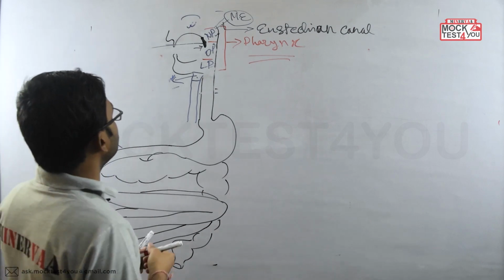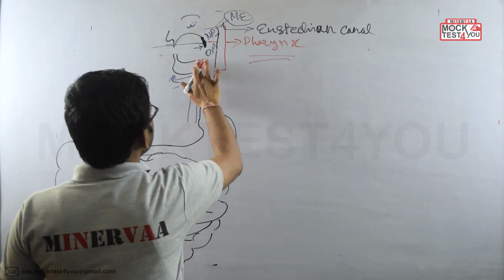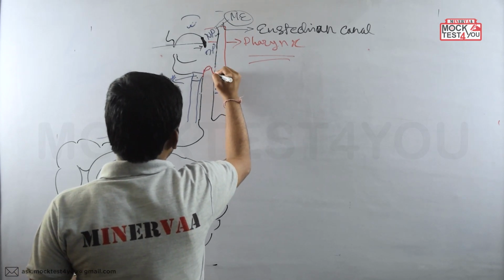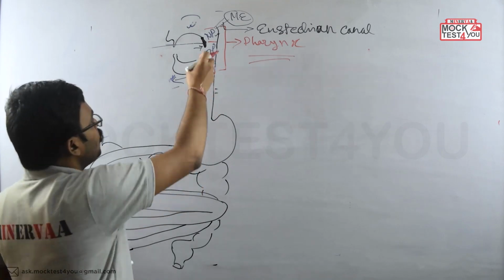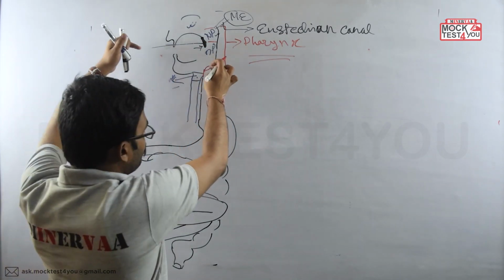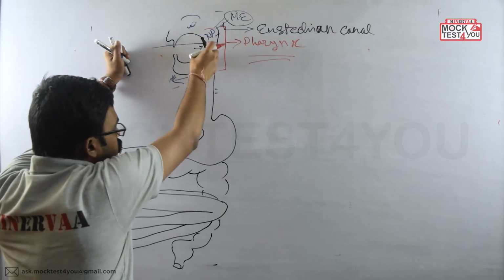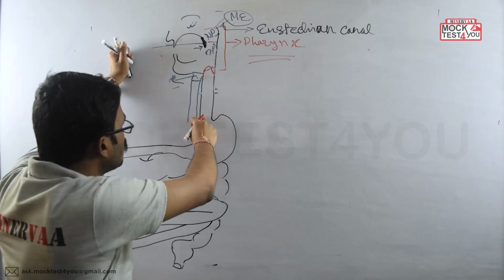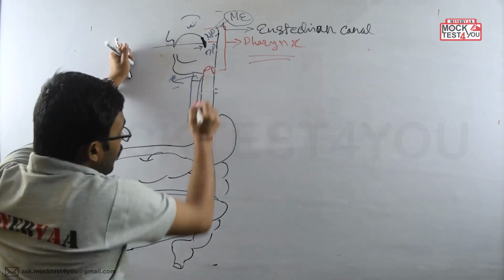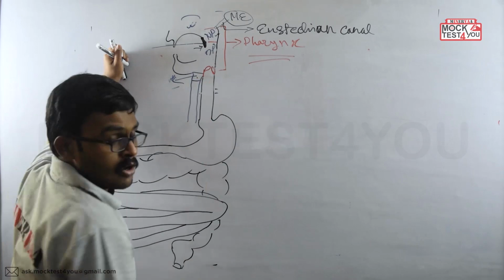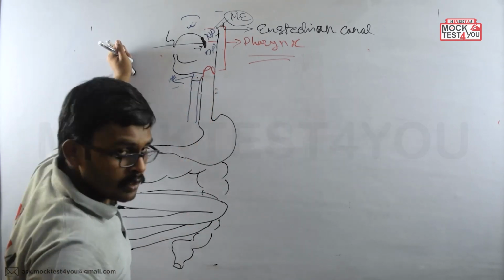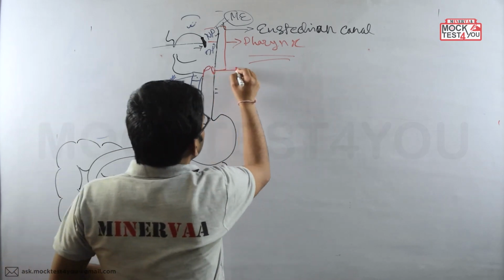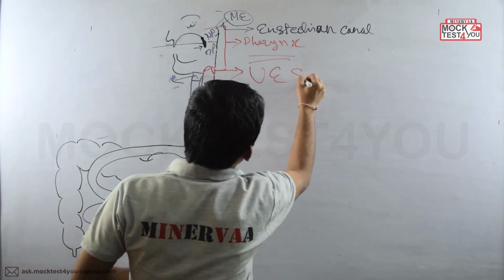Now, we should keep in mind that some sphincters are present here. When the food is coming down, before that moment the sphincter is closed. But because of the pressure of the food, the sphincter opens and the food can pass through this esophagus. Now, what is the name of this sphincter present at the beginning of the esophagus? This is known as the upper esophageal sphincter.